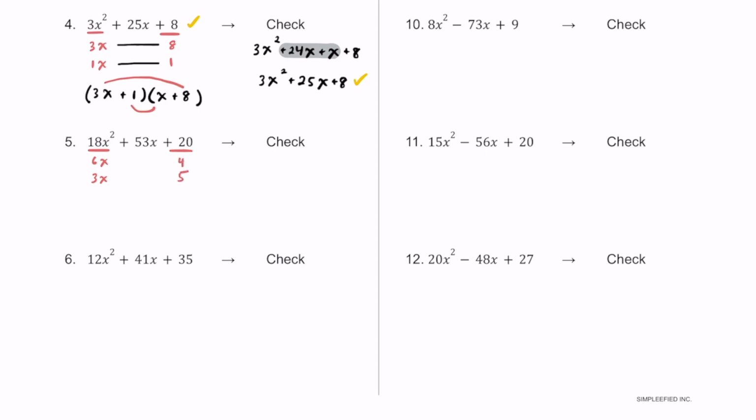And this might not work. Let's go ahead and try it. 6x times 4, that's 24, and this is going to be 15. 24 plus 15 is 39.